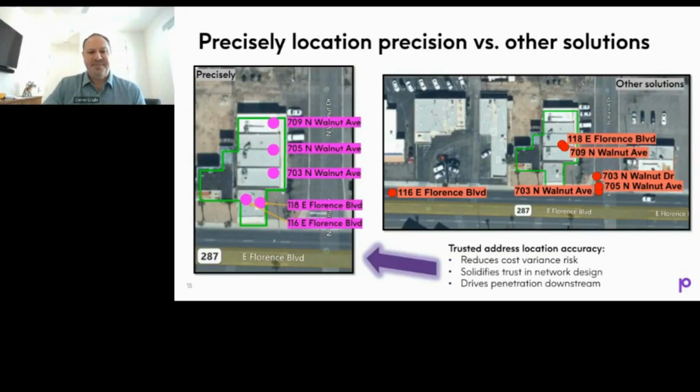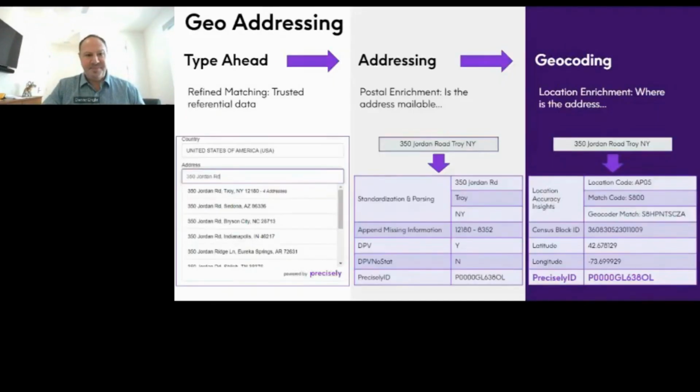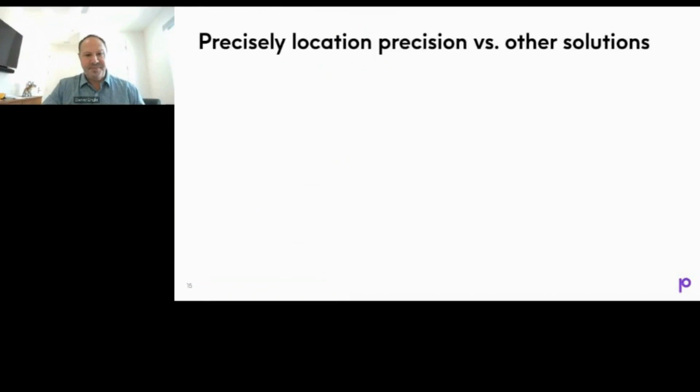So in order to get to good smart addresses, we follow a general set of principles from a technology perspective on how we deliver solutions.